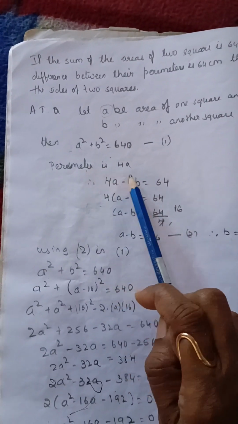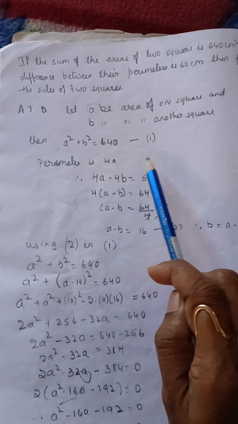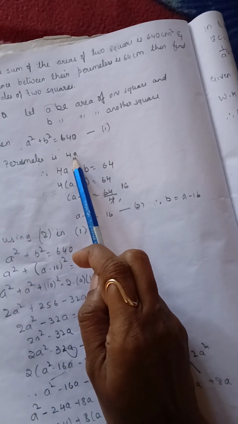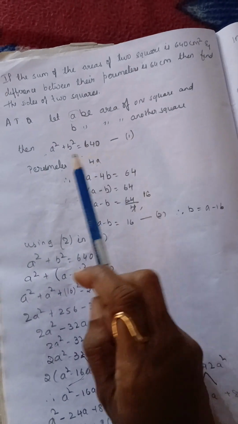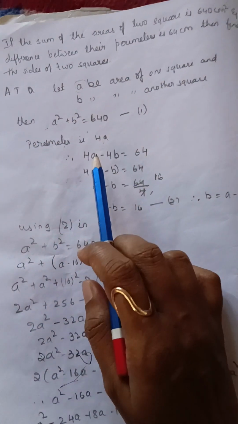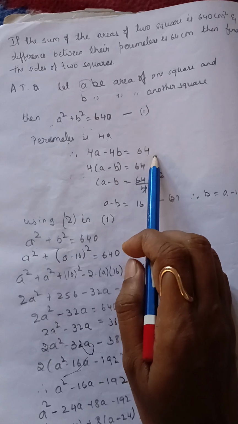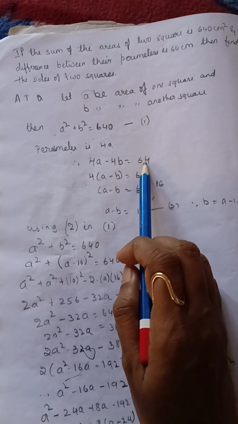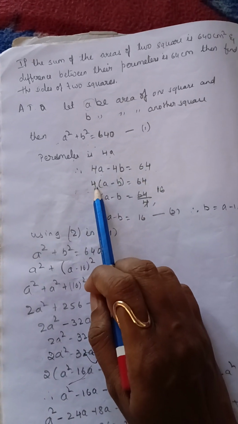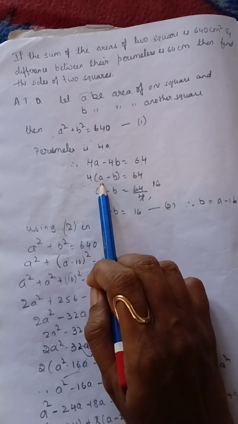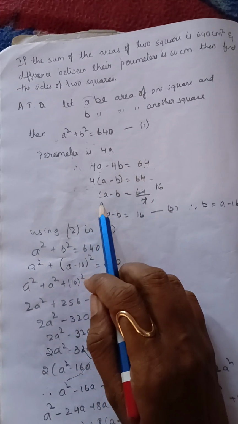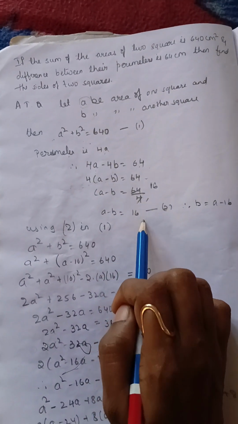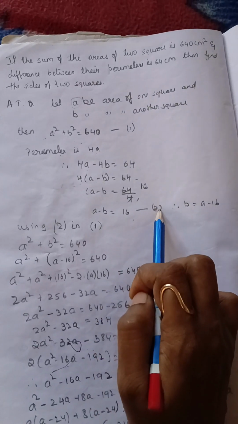In the same way, we know the perimeter of the square is 4 into side. So the perimeter of one square becomes 4A and the perimeter of the other square becomes 4B. Therefore, according to the question, the difference between their perimeter is given as 64. Difference means 4A minus 4B is 64. Taking 4 common, A minus B is equal to 64 by 4, so A minus B is 16. Let it be equation 2.